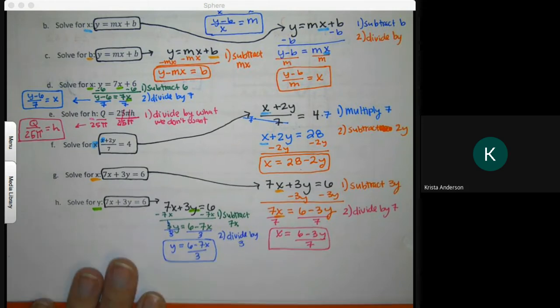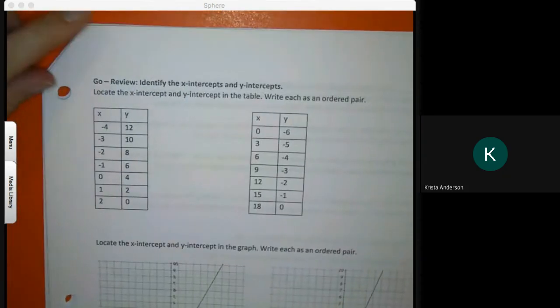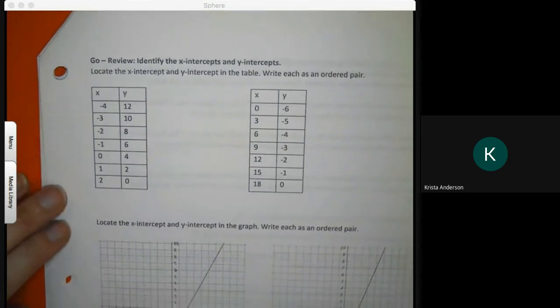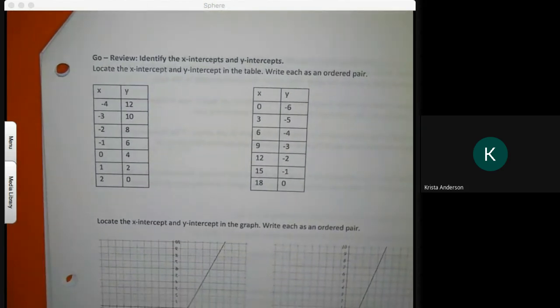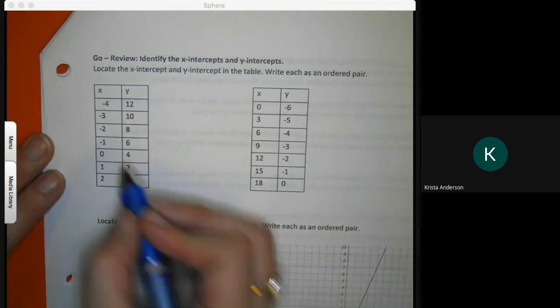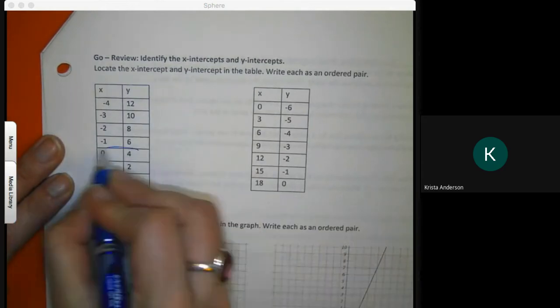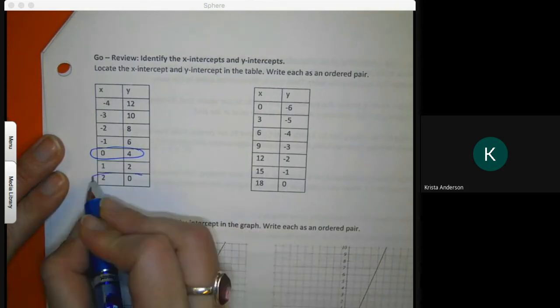All right, turn your page. We are going over X and Y intercepts from a table and a graph. From the table, do you see zeros anywhere on the left table? There's a 0, 4, and there's a 2, 0.